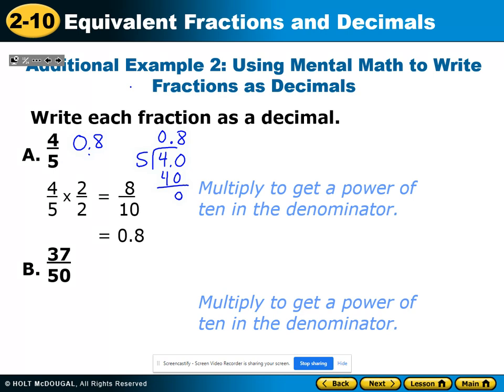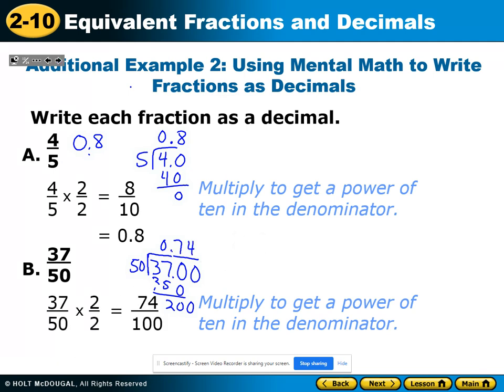37. Write each fraction as a decimal. We could do the division. It will work. Watch this. 37 divided by 50. That'll go in there 0 times. It'll go in here 7 times. That will be 200. That will be 4 times, 0.74. Notice what they did. They multiplied by a fancy 1, the 2 over 2. 100 on the bottom, 74 on top. That's 74 hundredths.